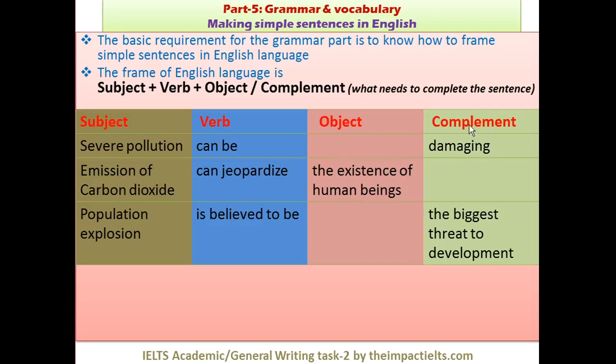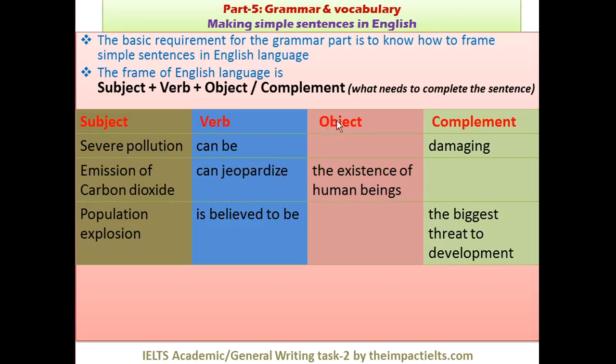So many times we don't have an object. In that case, we use complements. You say severe pollution can be, now pollution cannot affect anything directly, and so can be damaging, right? Generally, an object is used with a person, but I'm saying usually, right? Emission of carbon dioxide can jeopardize, and then what?